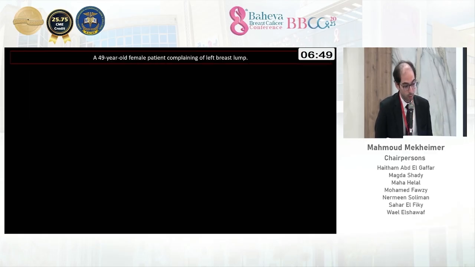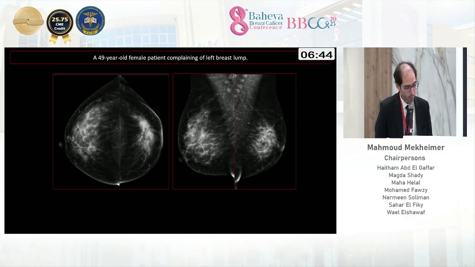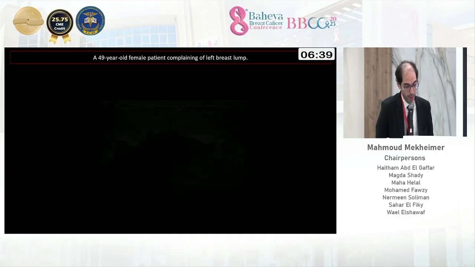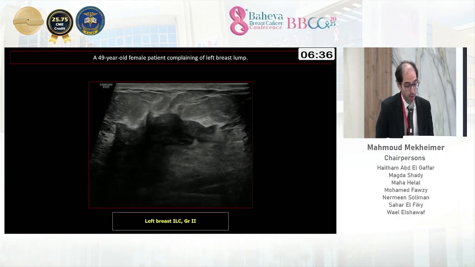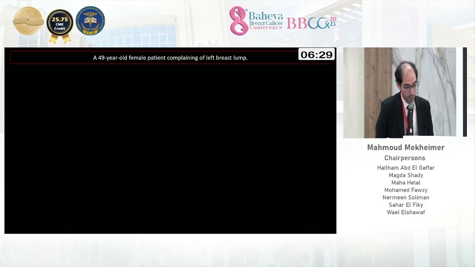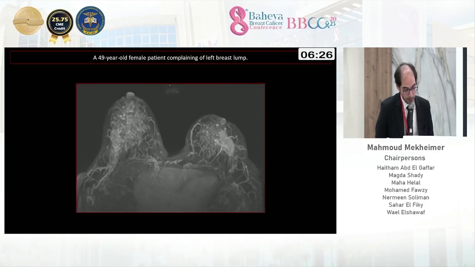This is a 49-year-old female patient complaining of left breast lump. Mammography revealed left upper quadrant dense speculated lesion and also skin thickening. Complementary ultrasound revealed irregular hypoechoic lesion. Biopsy was done and revealed invasive lobular carcinoma grade 2. So MRI was ordered and revealed left breast upper outer quadrant and retroareolar heterogeneously enhancing mass lesion and surrounding few enhancing foci. Also, few enhancing foci were detected in the right breast. BEM was ordered to assess the nature of these enhancing foci.